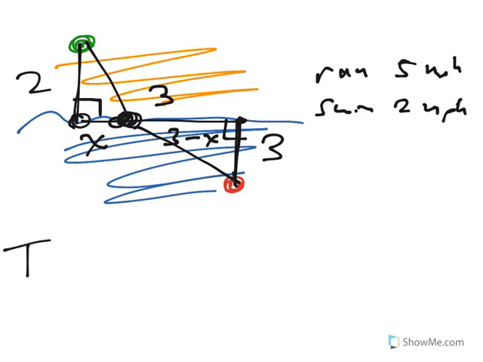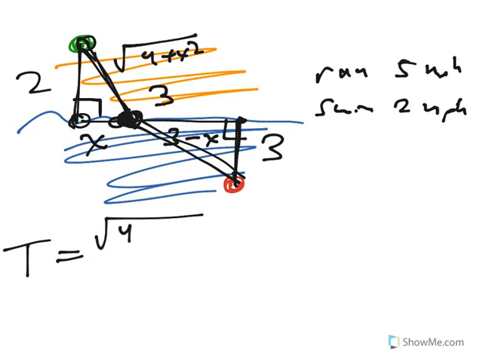Now the amount of time it takes to run from the green to this point and then to swim from that point to the red, well, the amount of time is distance divided by speed, but there's two different legs of this trip. So this hypotenuse here is the square root of 4 plus x squared, which means the amount of time to get to the shore is the square root of 4 plus x squared divided by 5. Now I have to swim.